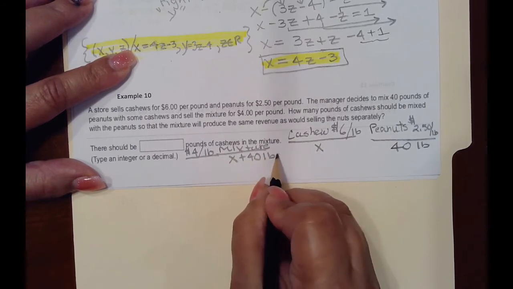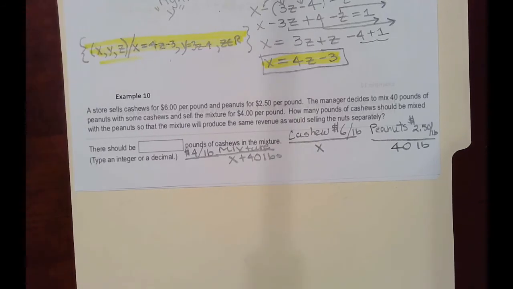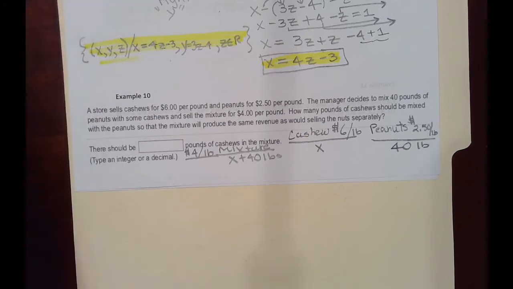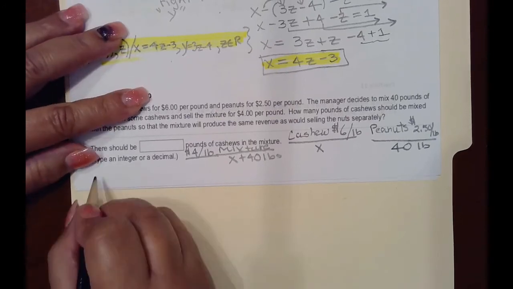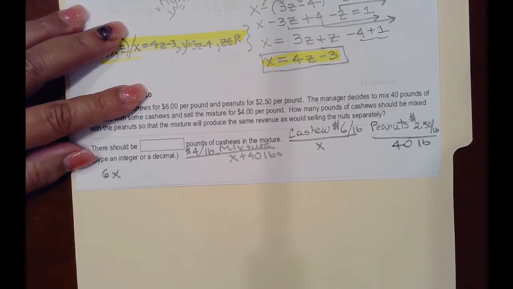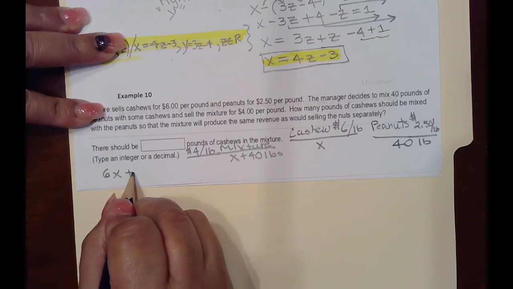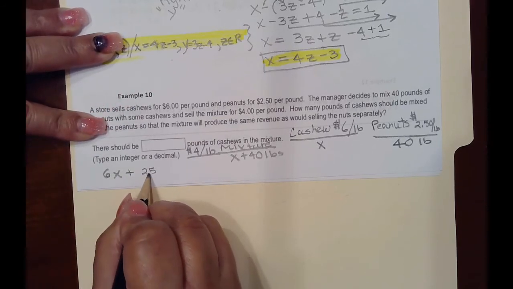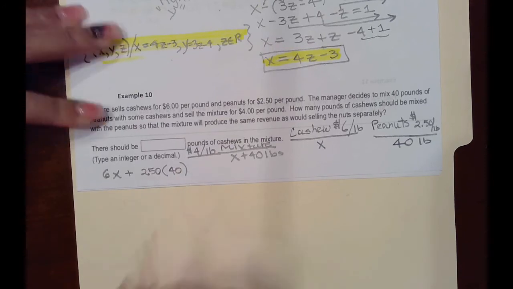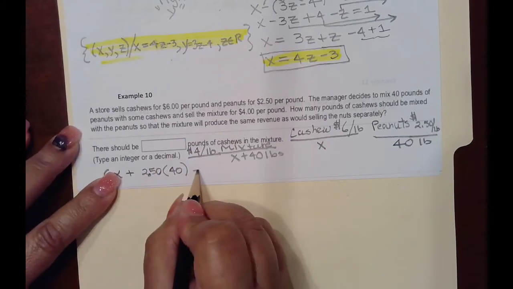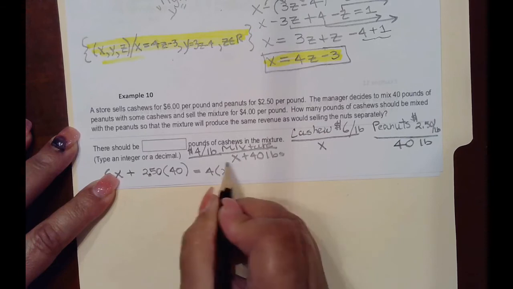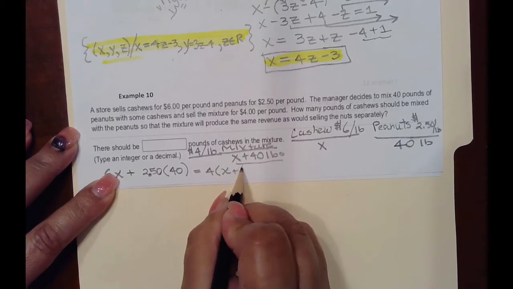X plus 40 pounds of the mixture. So if you want to create an equation regarding how much you're going to be paying for each type of nut, including the mixture, it would be $6 per pound on the cashews times however many pounds of cashews you're going to use, plus $2.50 per pound times the number of pounds of peanuts, which would be 40, and that would have to be equal to $4 per pound times how many pounds the mixture is, which is X plus 40.